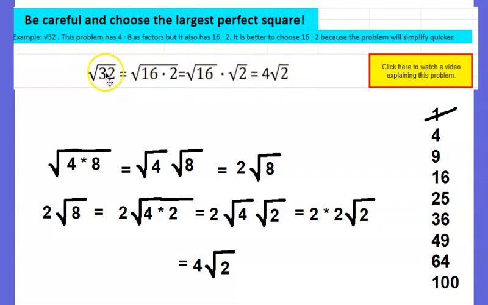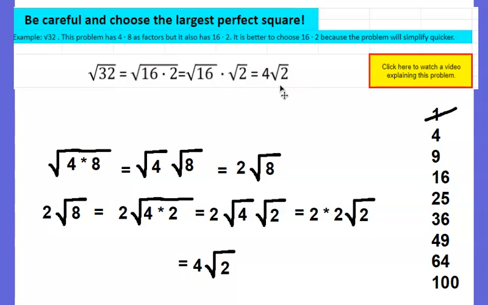Square root of 32 can be broken down into 16 times 2. 16 is the largest perfect square over here that will go into 32. So this is the fastest way to work this problem. Break it down into square root of 16 times square root of 2. Square root of 16 is 4. Square root of 2 just stays square root of 2. Final answer, 4 square root of 2.